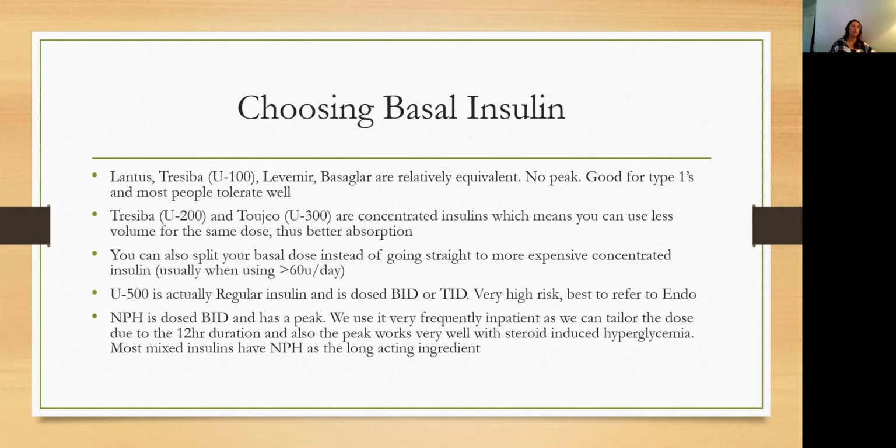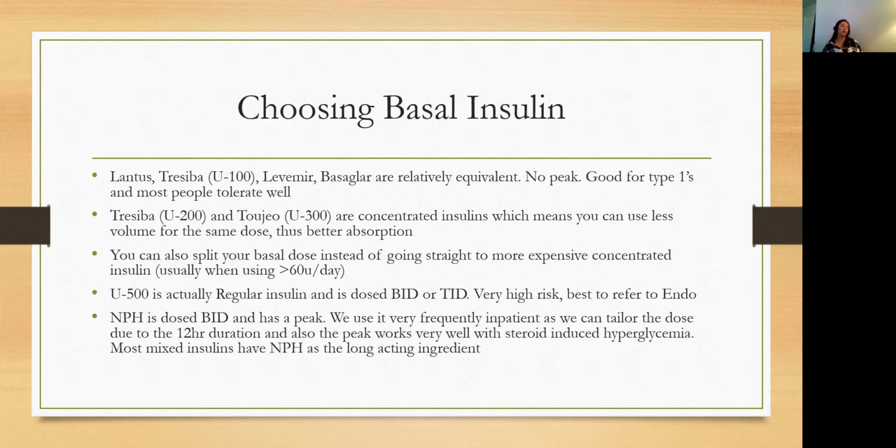Also, one thing you can consider is if you have a patient that's on a lot of long-acting insulin, before you use a concentrated insulin, which are super expensive, you can try splitting your basal dose and dosing it twice a day. Let's say you have a patient that's on 60 units of Lantus a day, you could give them 30 in the morning and 30 at night. Again, it'll be better absorbed and you don't always have to go straight to a concentrated insulin. But if the patient can absorb a concentrated insulin, it's usually going to work better.